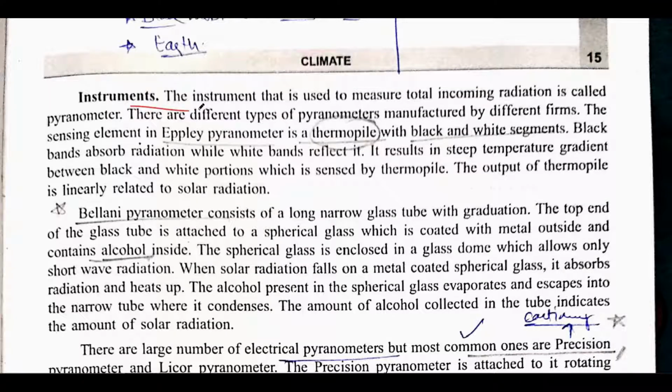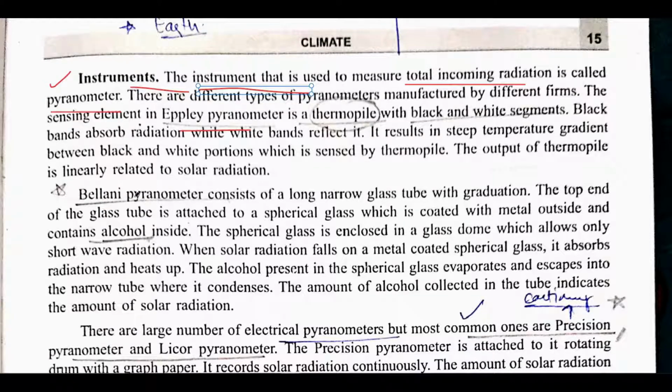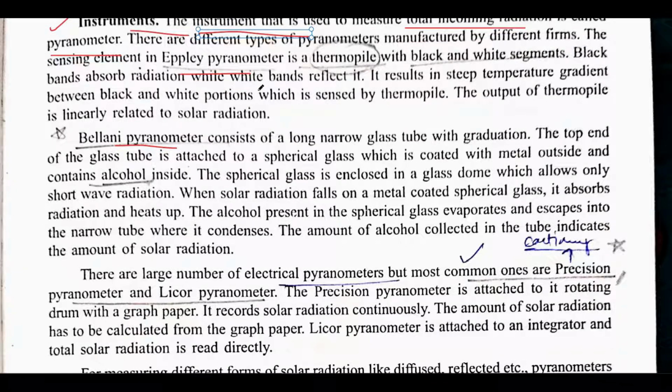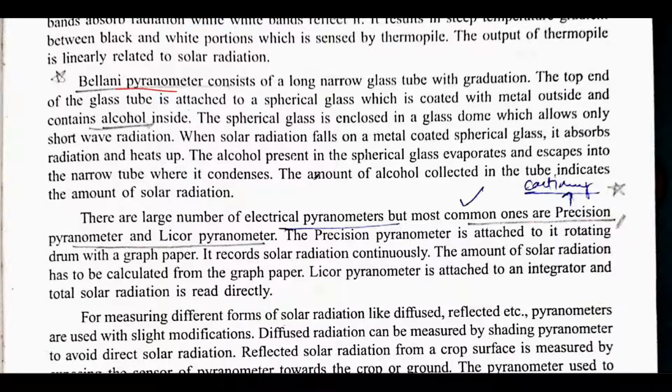The various instruments that are being used to measure the total incoming radiation, the instrument that is used for measuring total incoming radiation is called pyranometer. Likewise, there are different types of pyranometer that are being used, like Eppley pyranometer and Moll-Gorczynski pyranometer. You can remember these names, but the important part is that most of these pyranometers are electric ones, and the most common electrical pyranometers are the precision pyranometer and the Licor pyranometer.